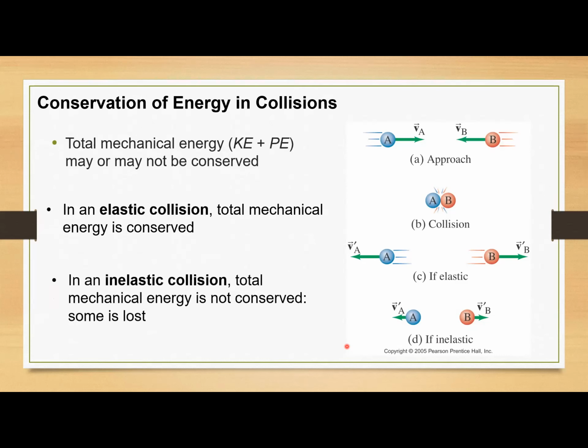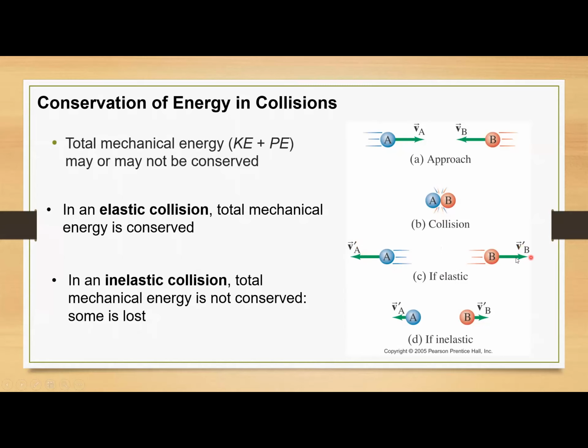If you have an inelastic collision, then the total mechanical energy is not conserved. Some of the energy is lost. So if we have a look at the drawing here, here's object A with some initial velocity VA. You have object B with initial velocity VB, and they approach each other. Then they collide. So here's a collision between A and B. After the collision, A goes off with some velocity v prime A, and B goes off with some velocity v prime B.